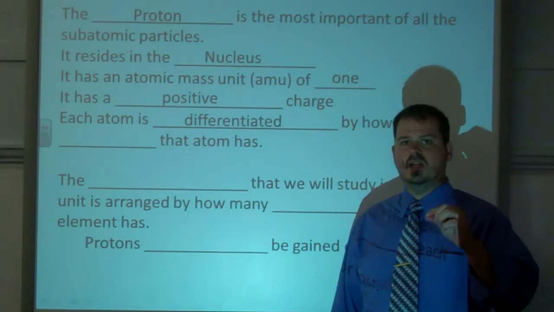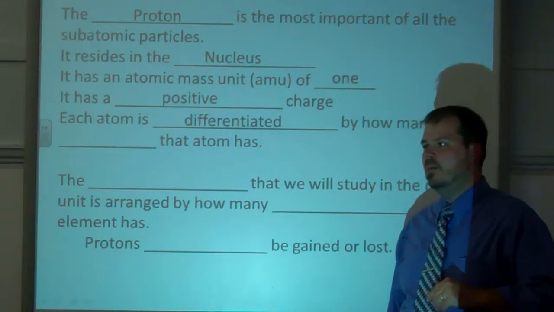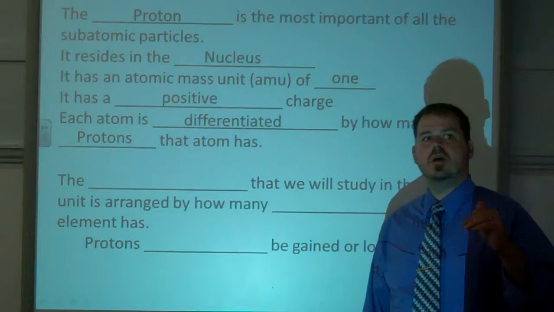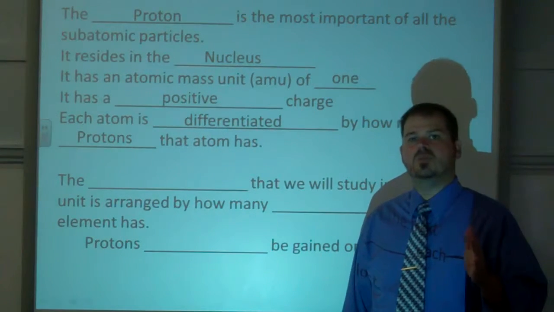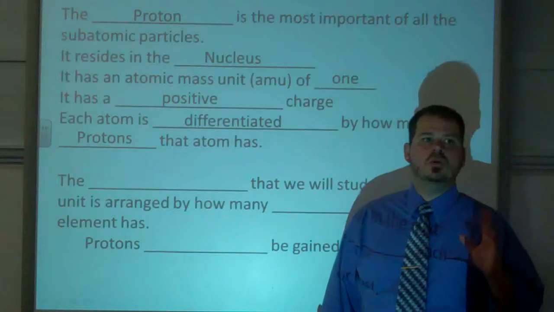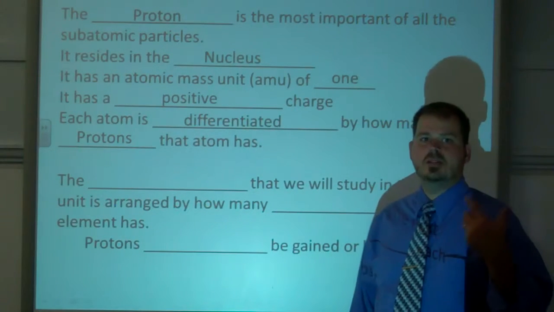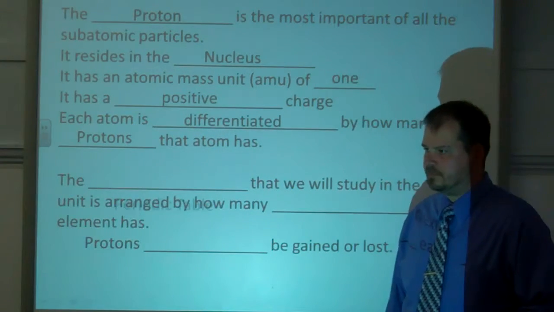Each atom is distinguished or differentiated by how many protons the atom has. Okay, that means I can tell one from another. Hydrogen has 1, helium has 2, lithium has 3. That's just how it goes. I have a certain number of protons, I have a new element, okay?